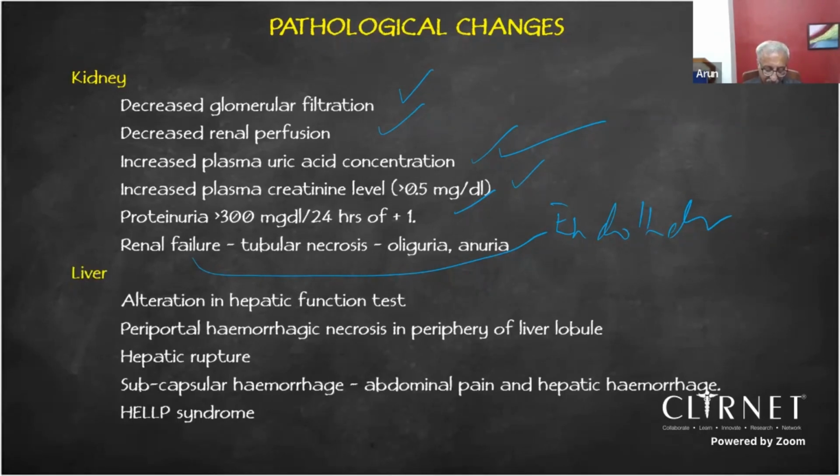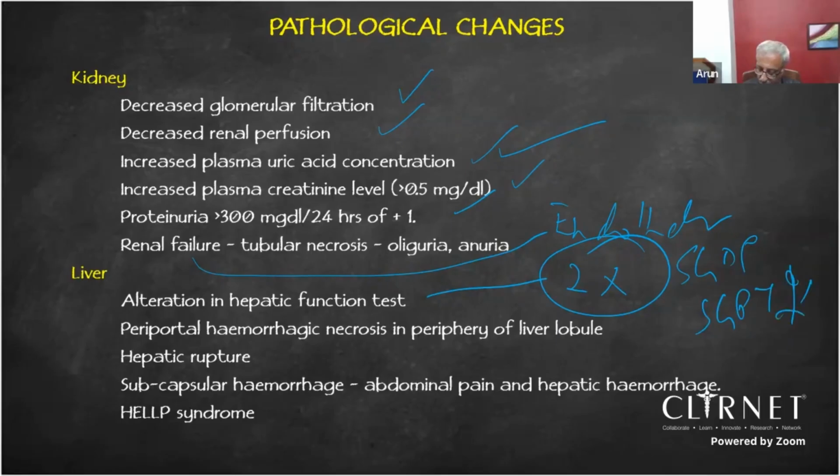In the liver, there is alteration in hepatic function tests. If it is more than 2 times the normal values, SGOT and SGPT increase 2 times. In severe circumstances, there can occur periportal hemorrhagic necrosis. There can occur hepatic rupture. There can be subcapsular hemorrhage. And last of all, there can occur HELLP syndrome. We'll come to all these things one by one again.